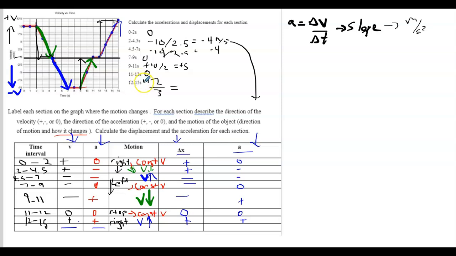So gaining 12 divided by 3 is positive 4. So those are the accelerations for this graph. And now the next part is going to be able to calculate the displacement. There's a couple ways you can do this. You can say the displacement is just the area between the curve and the time axis.